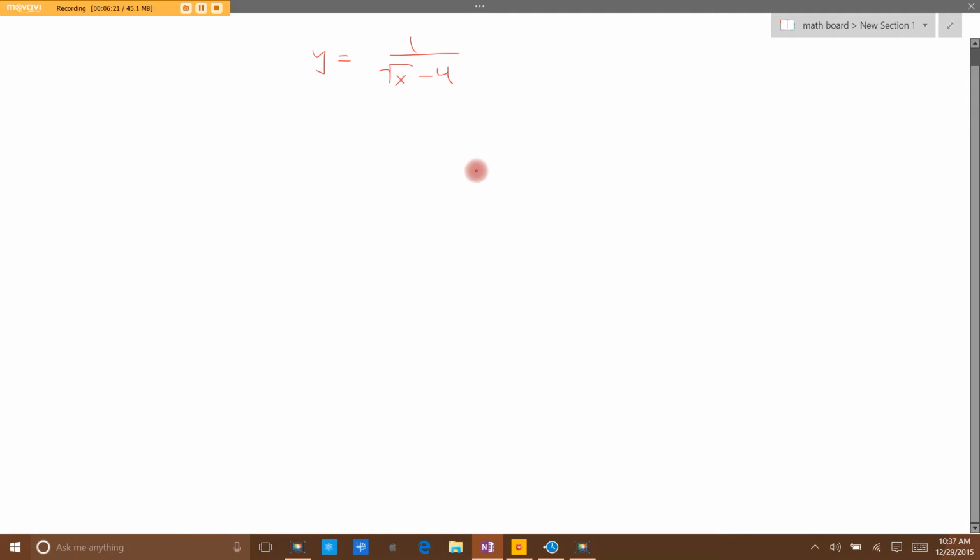Cool. Again, rational expression. Let's set the denominator equal to 0. Like, that's not me being sloppy. My pen is messing up. It's my computer, actually. So we're going to have root x equal to 4.